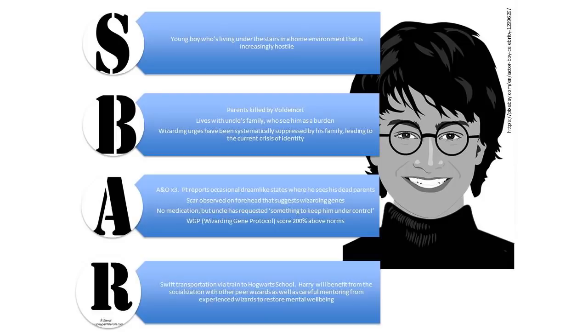Our assessment is that he's alert and oriented. He reports occasional dreamlike states in which he sees his dead parents. The scar on his forehead suggests to us that he has wizarding genes. He's not currently on any medication, but his uncle has requested something to keep him under control. The wizarding gene protocol results suggest a score 200% above norms.